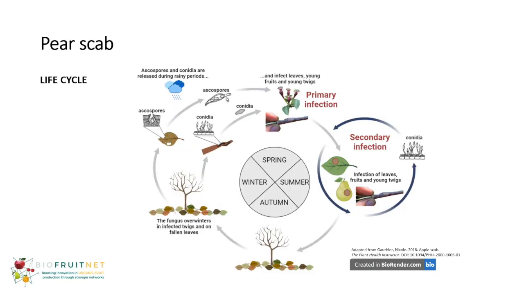When we look at the life cycle, then we see in autumn the leaves have dropped and are on the soil. The fungus overwinters in the fallen leaves and also in the infected twigs. In spring, ascospores are formed and they are released during rainy periods and can infect leaves, young fruits, and young twigs. In the infected twigs, conidia are formed in spring, and they can also infect all parts of the pear. When lesions are formed, then secondary infection occurs, and this is all conidia.